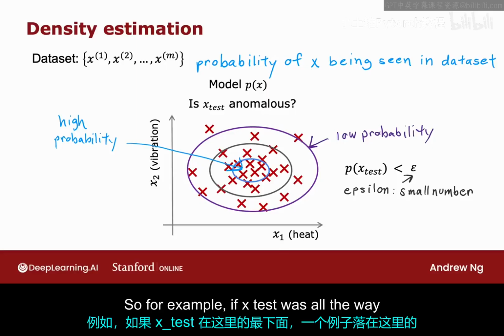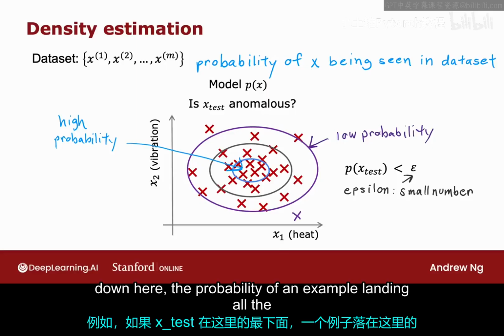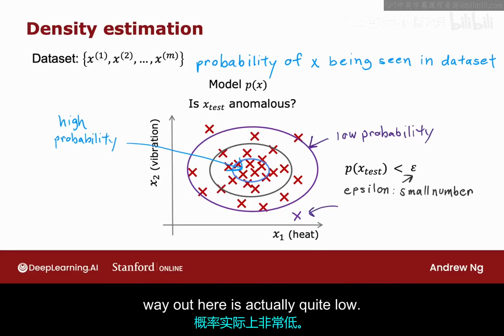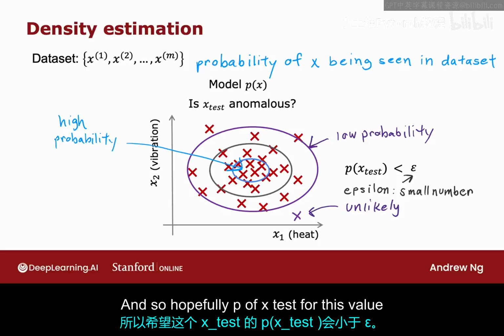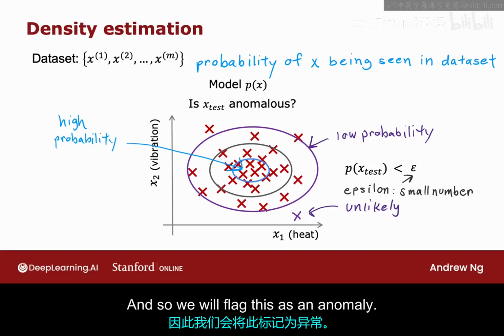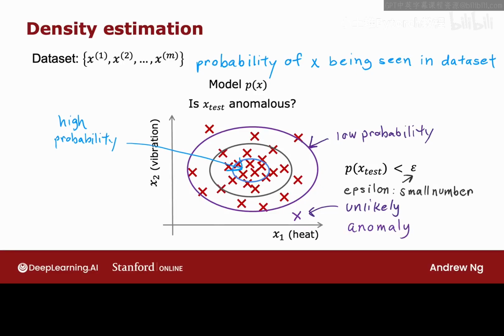So, for example, if X test was all the way down here, the probability of an example landing all the way out here is actually quite low. And so hopefully P of X test for this value of X test would be less than epsilon, and so we would flag this as an anomaly.